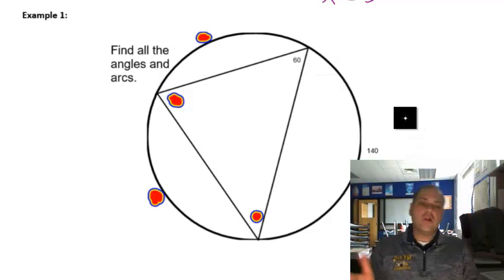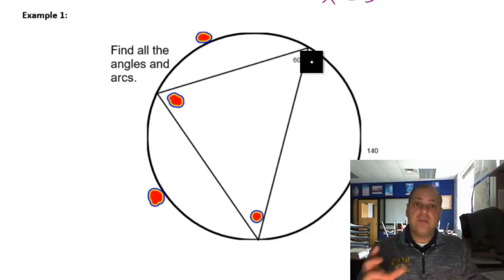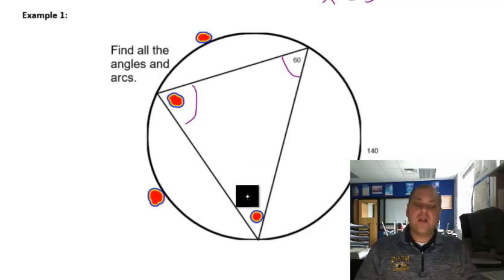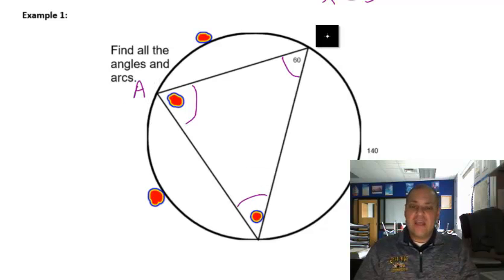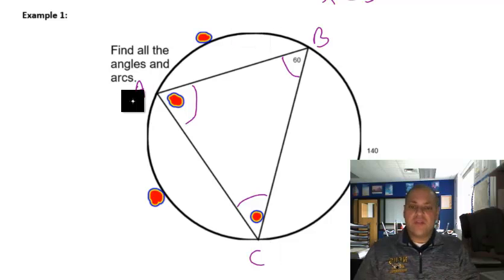Now, here I have some given information. I have a big circle. I blew it up nice and big so we could focus here. I have a triangle inscribed in the circle. So since the triangle is inscribed in the circle, I have 3 inscribed angles. 60 is an inscribed angle, this guy is an inscribed angle, and this guy is an inscribed angle. I'm going to call these A, B, and C, just so we can name them. All right? Let's start with A.